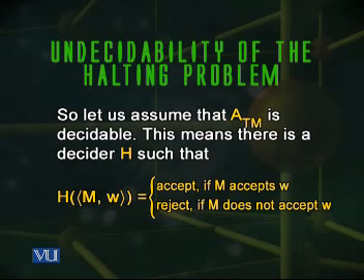Formally, the behavior of H would be as follows. H of M comma W is going to be accept if M accepts W and reject if M does not accept W. Note that this hypothetical Turing machine halts in all cases. Even when M loops forever on W, somehow H manages to reject that pair of input M comma W.